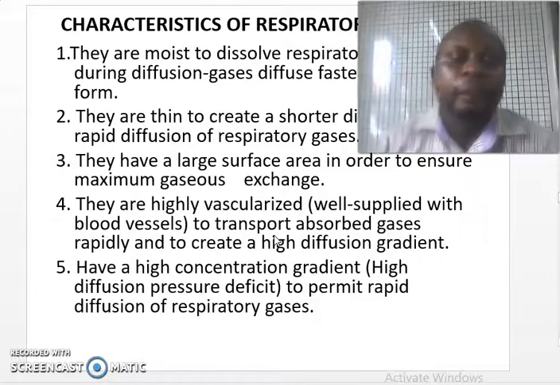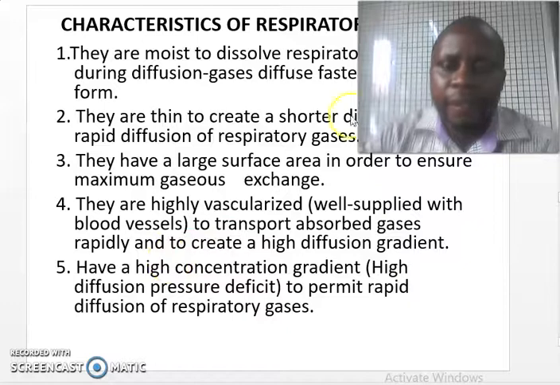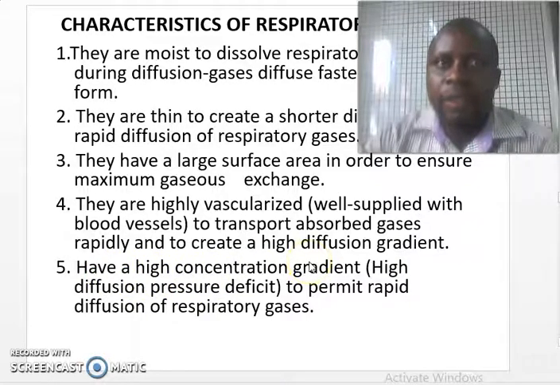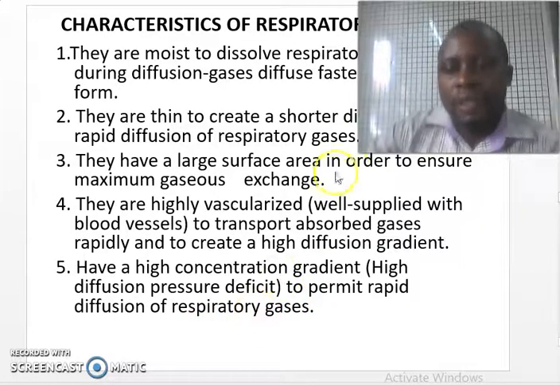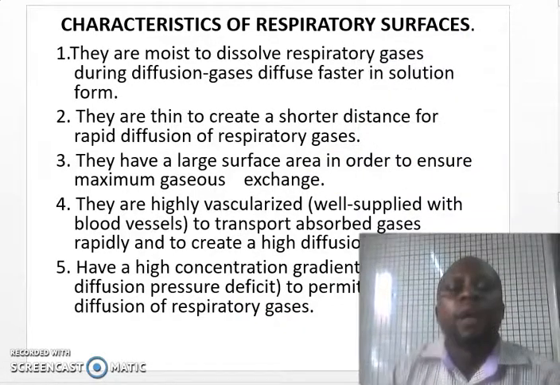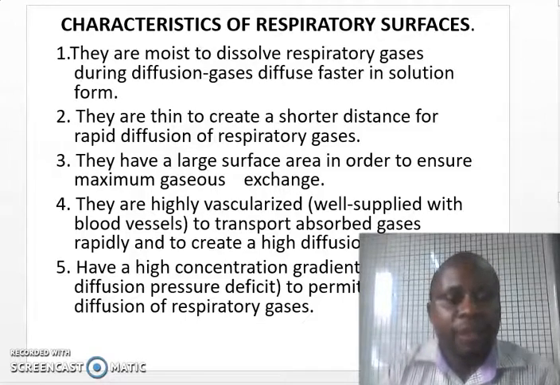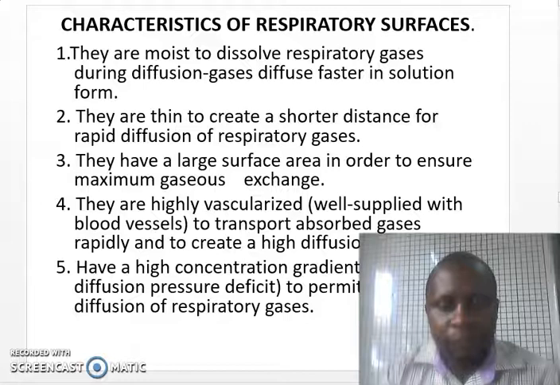So, now, another characteristic of respiratory surfaces is that they have a high concentration gradient. There is usually a concentration gradient to permit rapid diffusion of respiratory gases across them. So these are the various characteristics of respiratory surfaces. So, what have you learned about characteristics of respiratory surfaces?